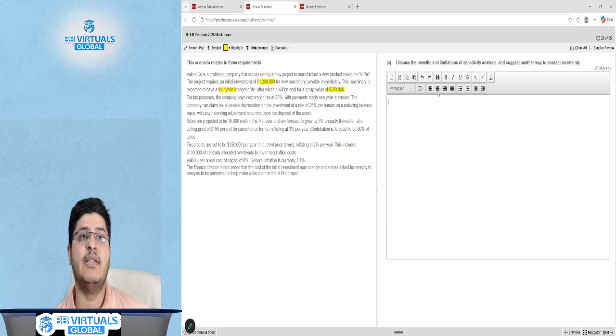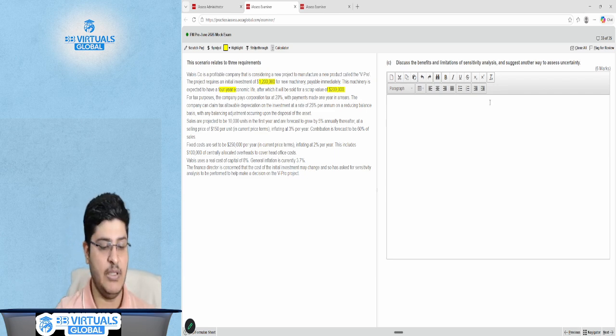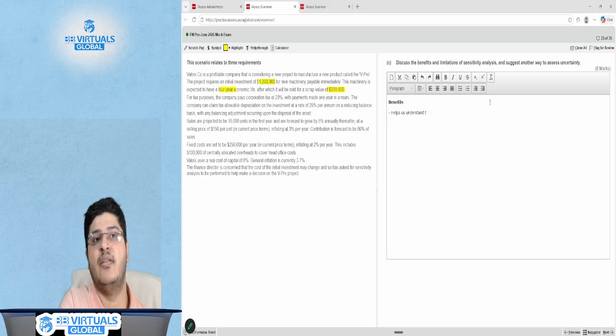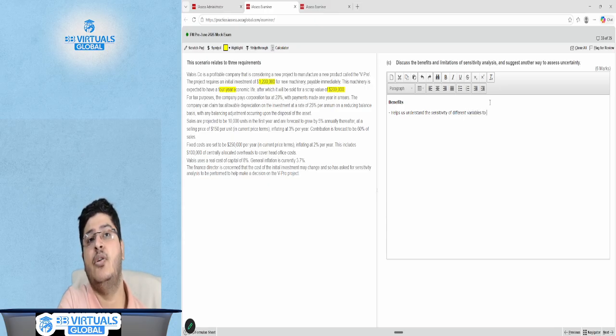Let us quickly move to the next one, which is discuss the benefits and limitations of sensitivity analysis and suggest another way to assess uncertainty. What are the benefits? First of all, benefits of sensitivity analysis. It helps us understand the sensitivity of different variables to the NPV.